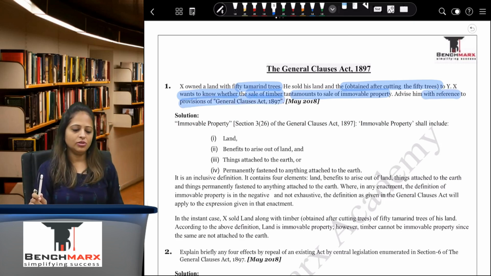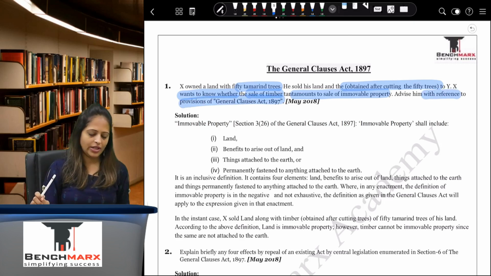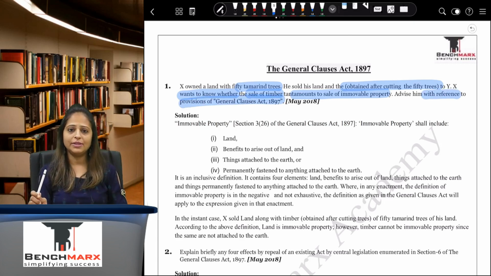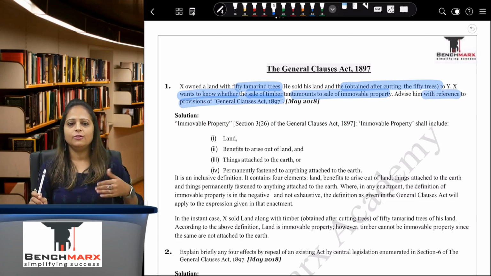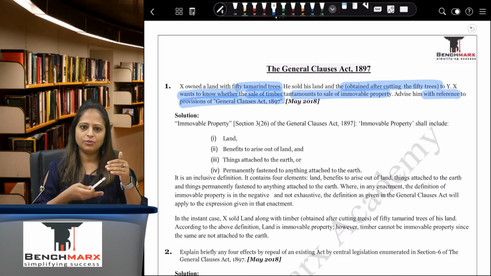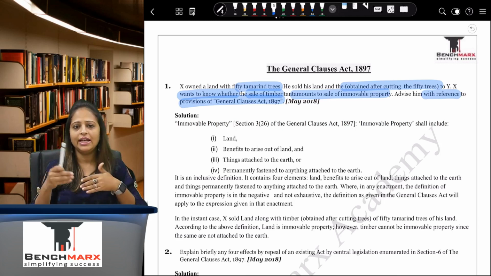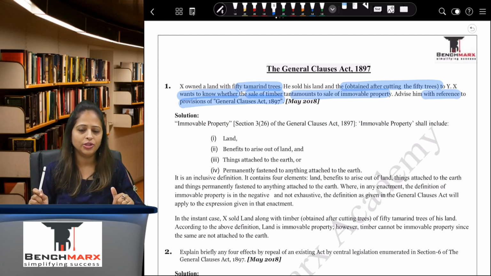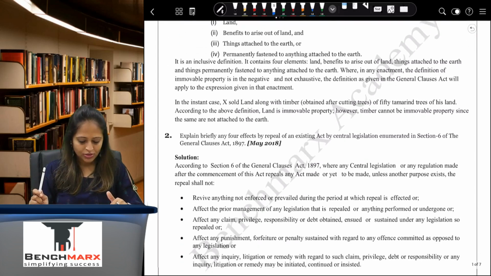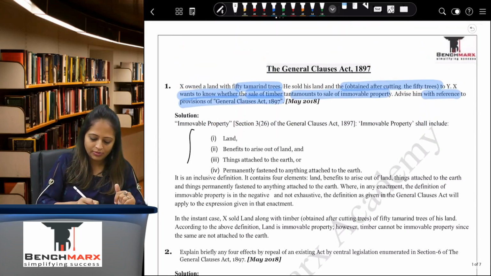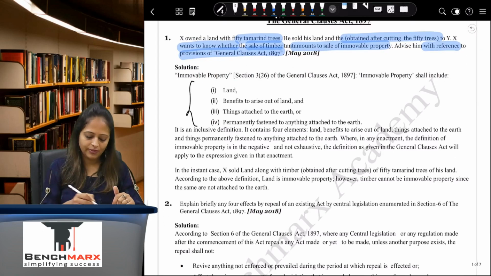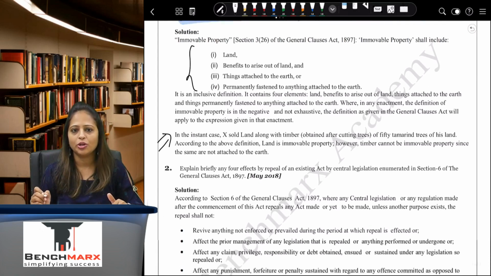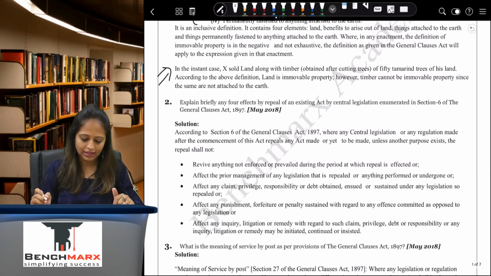When we did the General Clauses Act, we studied that under the Transfer of Property Act, sale of timber has been excluded, correct? Sale of timber is something which can be severed from the land and sold separately, and hence it will not form part of immovable property. So we'll have to first explain what is immovable property and then give the definition as to why sale of timber will not be considered immovable property.